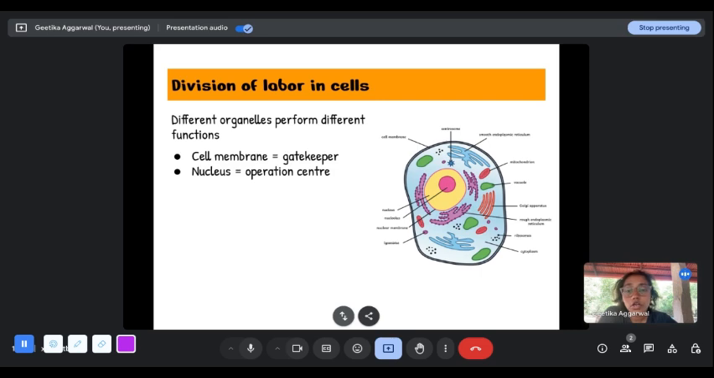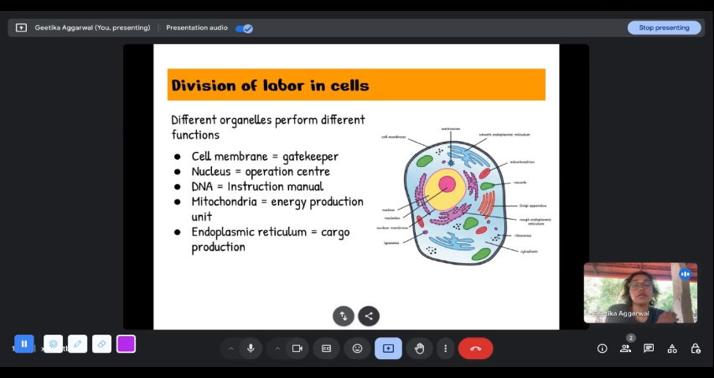Then there's the nucleus, which is the operation center. It contains the DNA, which is the instruction manual for the cell. Basically, the nucleus contains the DNA, and the DNA is mostly transcribed to make mRNA, and mRNA is translated to make proteins. So the nucleus is where all of this is happening. It's kind of like the operation center. Then you come to mitochondria, which is the energy production unit of the cell. It's also called the powerhouse of the cell, because this is the organelle which is responsible for producing energy for the functions of the cell.